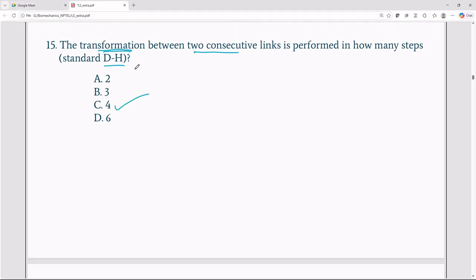Answer is option C, four transformations. We will be doing two transformations with respect to the z axis and two in the x axis. So 2 plus 2 is equal to 4.